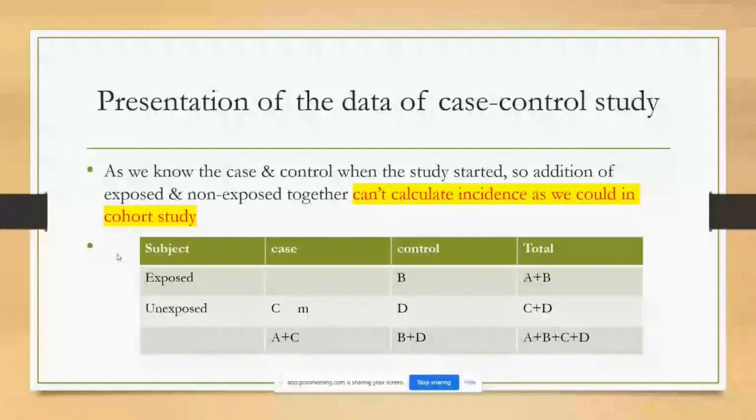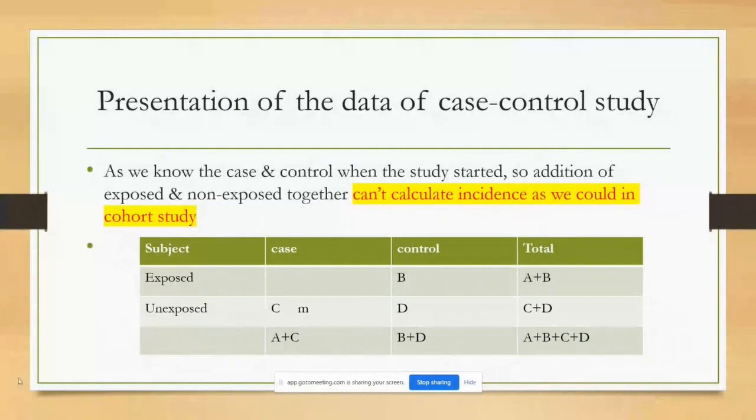Incidences means when new cases arrive, then it is called incidence. And when we talk about old as well as new, then it is prevalence. This is the difference between incidence and prevalence. Prevalence includes old and new cases, whereas incidence is only about new cases. We could calculate the incidences in a cohort study with the help of relative risk.